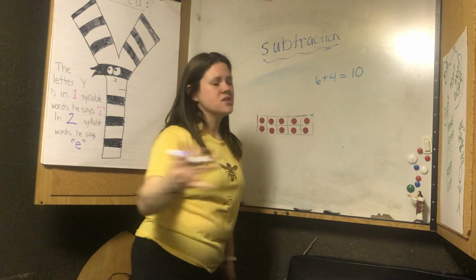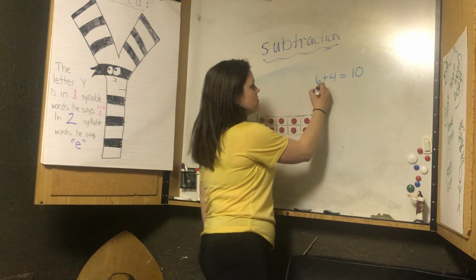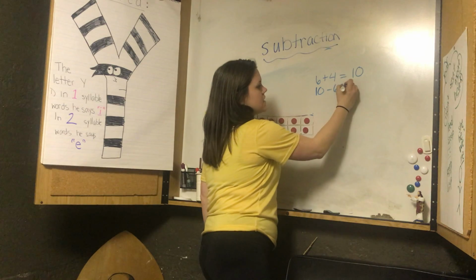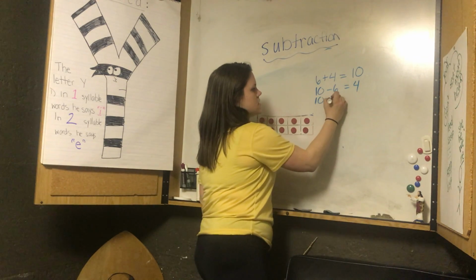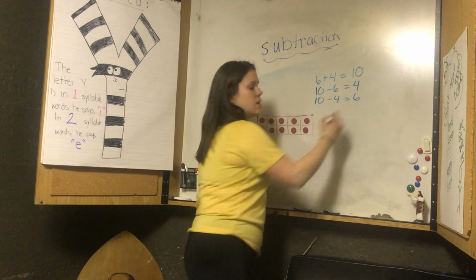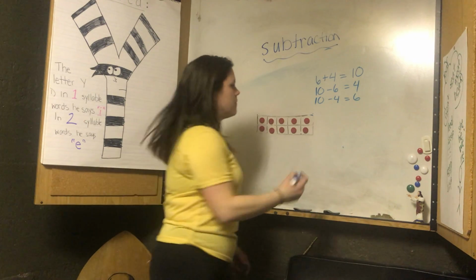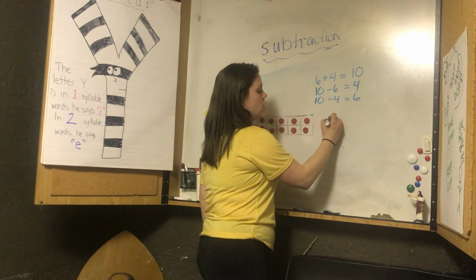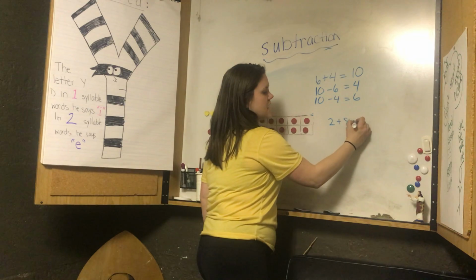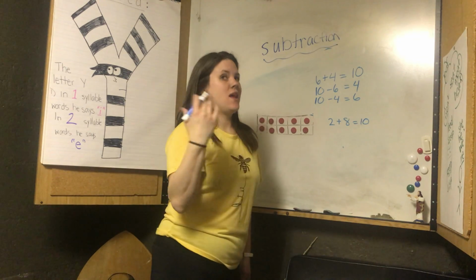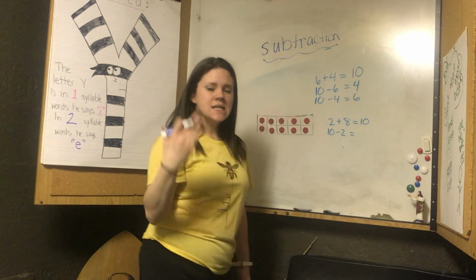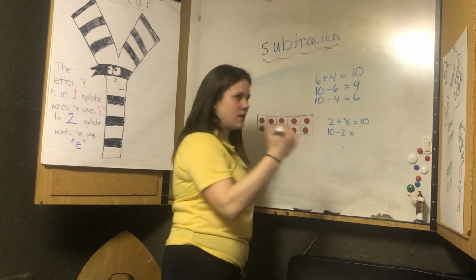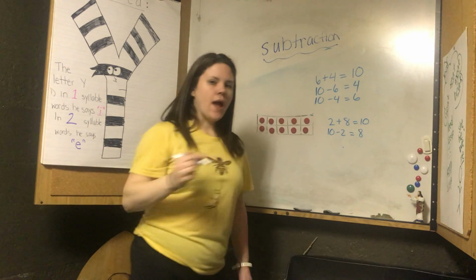Then that means I also know the related subtraction fact that 10 minus 6 equals 4, or 10 minus 4 equals 6, right? Or if I know that 2 plus 8 equals 10, then I know that 10 take away 2 must equal 8, okay?